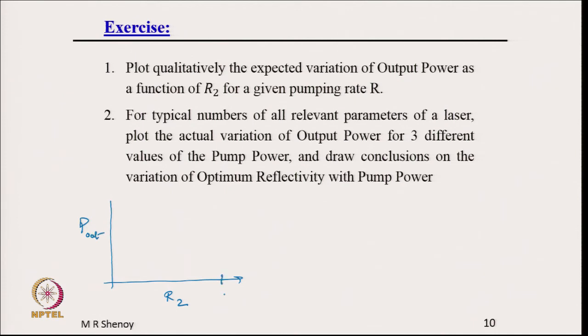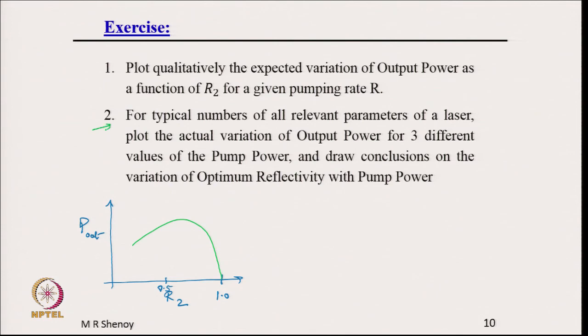Please see, R 2 maximum value is 1.0, that is 100% reflecting. So, this is 50% reflecting, 0.5. So, R 2 versus P out, if you plot, what kind of variation do you expect? Let me give a hint that it should vary something like this. You please verify, put actual numbers.